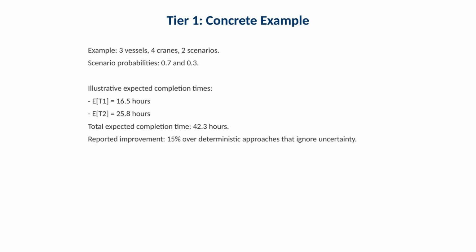This example uses 3 vessels, 4 cranes, and 2 scenarios. The scenario probabilities are 0.7 and 0.3. The reported expected completion times are 16.5 hours for the first vessel and 25.8 hours for the second, yielding a total expected completion time of 42.3 hours. The example reports a 15% improvement over deterministic approaches that ignore uncertainty.